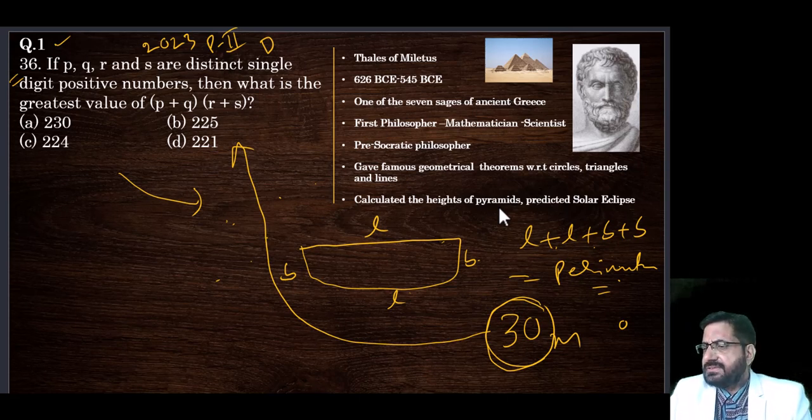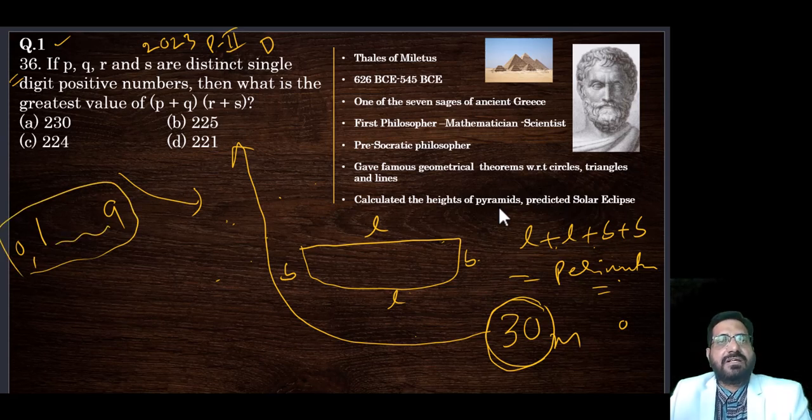Okay, here what is given? I'll come to this after solving this problem. So if P, Q, R and S are distinct single digit positive numbers, there are only 9 numbers from 1 to 9. If you include 0, it will become 10 digits. So 1 to 9 is the range from which you can get these distinct single digit positive numbers. P, Q, R, S can be any number from these 1 to 9.